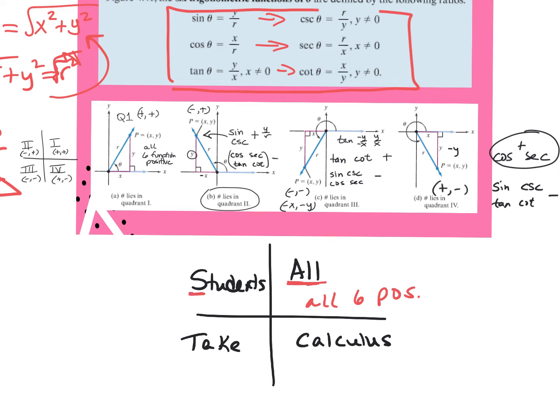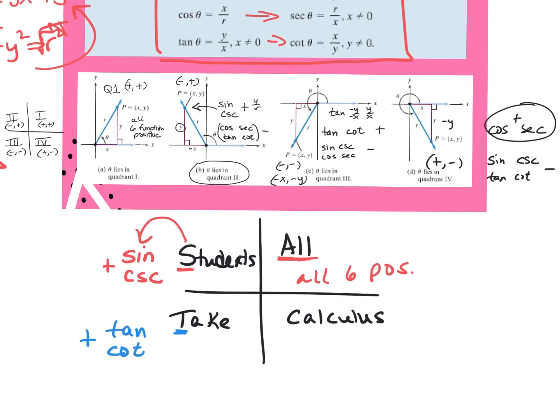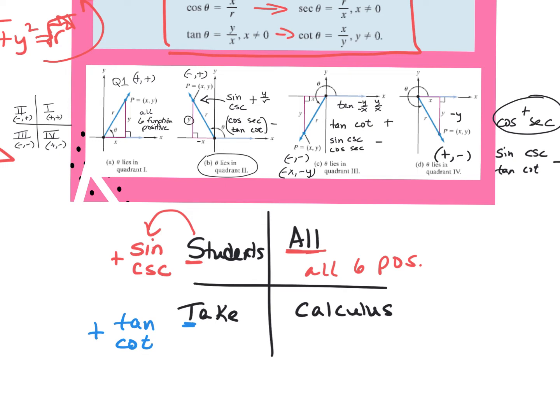The S in the word students is going to be for sine, and its reciprocal. These are the only positive ones. And then for the T, that's for the tangent, and its reciprocal. These are the only 2 positive ones. The other 4 are negative. And then the last quadrant, the C in calculus, stands for cosine, and its reciprocal, secant. These are the 2 that are positive in quadrant number 4.